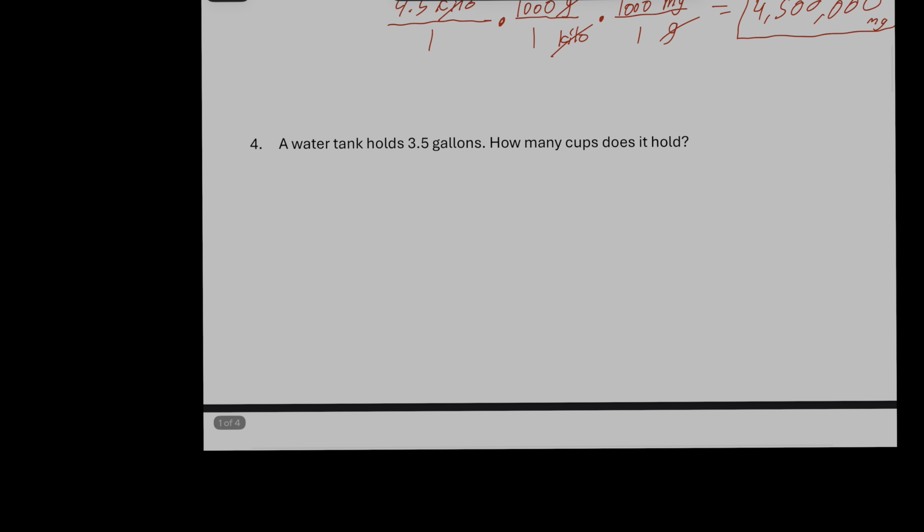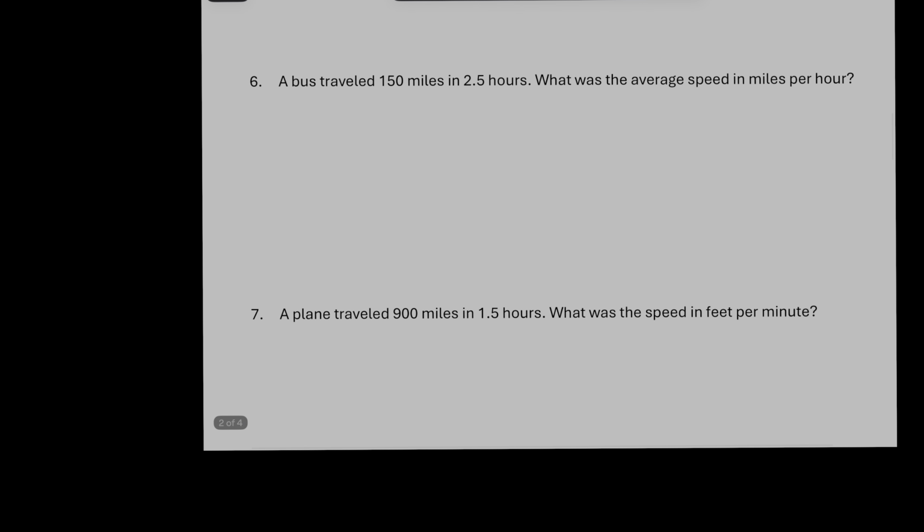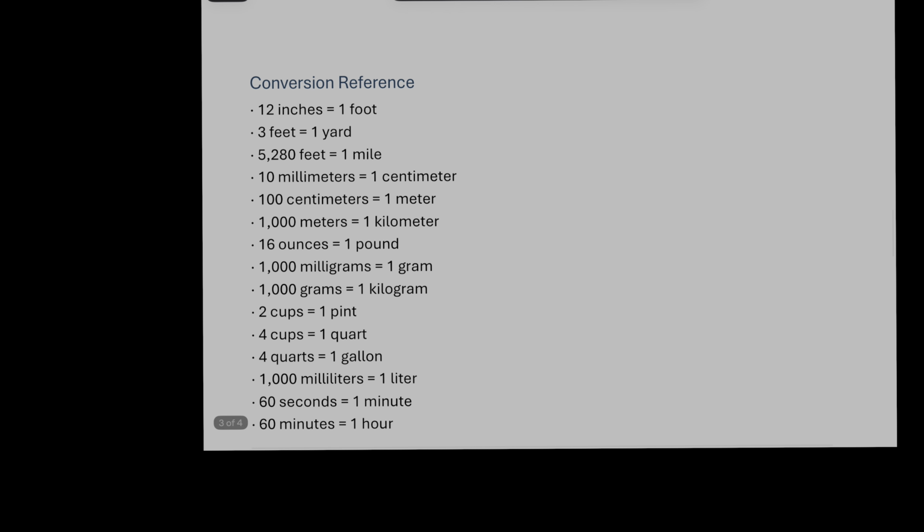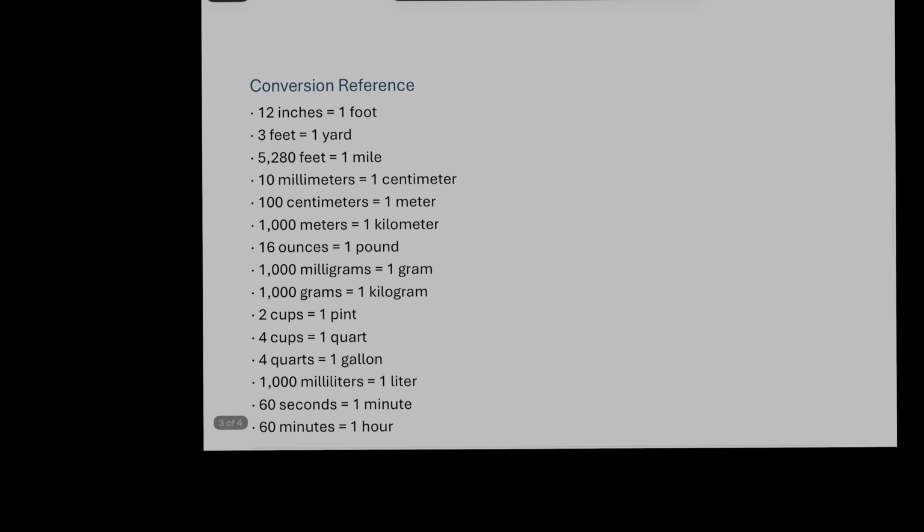Milligrams. Okay, a water tank holds 3.5 gallons. How many cups? Oh, cups and gallons. Let's just write 3.5 gallons times something that's going to get me from gallons to cups. Do I even have a conversion for gallons and cups? I don't, but I have quarts to gallons and I have cups to quarts. So 4 cups in a quart and 4 quarts in a gallon.